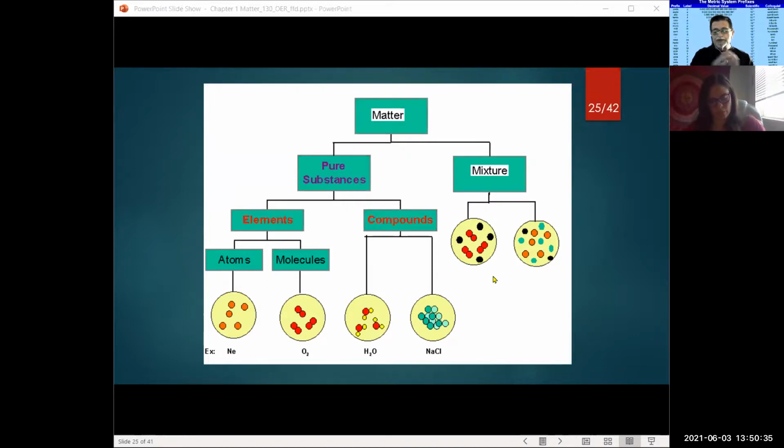Okay, so here we have these diagrams. Down at the bottom, the spheres represent either elements. If they are the same color and they're single, that's a good indication of an element. If they're put together and bonded together in the same color, that is a good indication of, let me show you here.